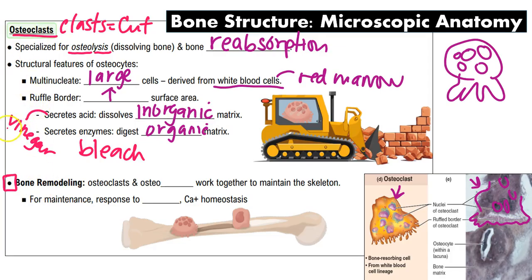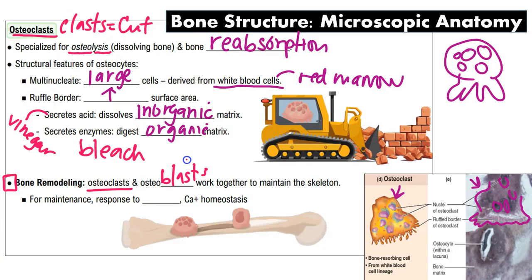Number one, it's going to be osteoclasts and osteoblasts, like we saw before, that's going to work together to maintain the skeleton. And how they know where things need to be changed or fixed, they use the osteocytes.